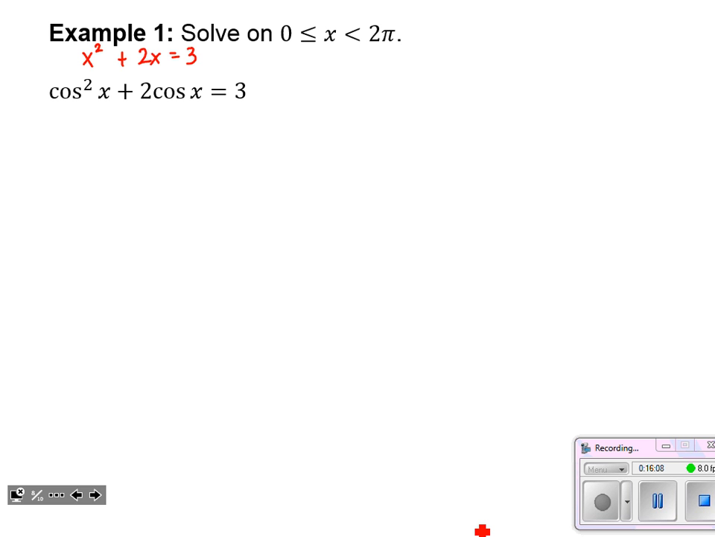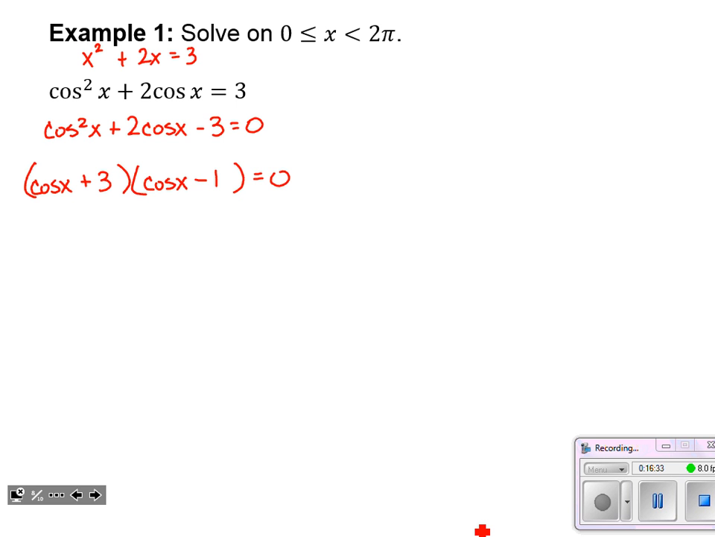So I'm going to get it set equal to 0, because if I'm thinking of it like it were x's instead of cosines, I would want to try factoring. And that's exactly what I'm going to do here. I hope this works out. So my factors, again, they're not going to have x's inside. They're going to have cosine x's inside. And hey, look at that. Plus 3 and minus 1 will do it. All right, and now I just have two little equations, two factors that could equal 0.